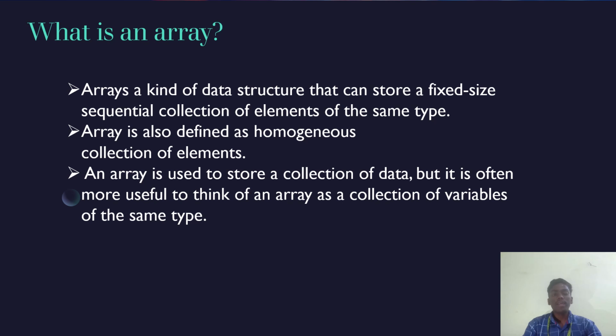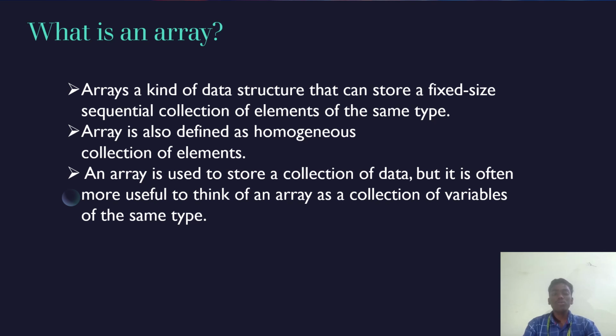Now, what is an array? Array is a kind of data structure that can store a fixed sequential collection of elements of the same data type. Array stores the same data type. It can be int, float, or any other data type, but it cannot store different data types. So array is also defined as the homogeneous collection of elements.